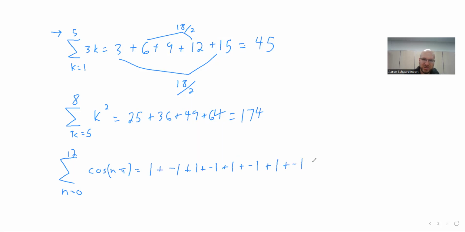7 pi is -1. 8 pi is 1. 9 pi is -1. 10 pi is 1. 11 pi is -1. 12 pi is 1. These add to 0. Those add to 0. These add to 0.